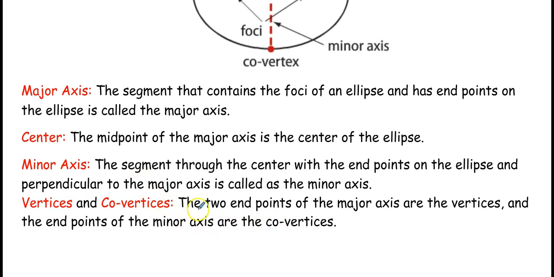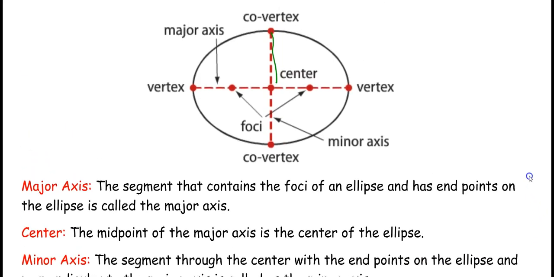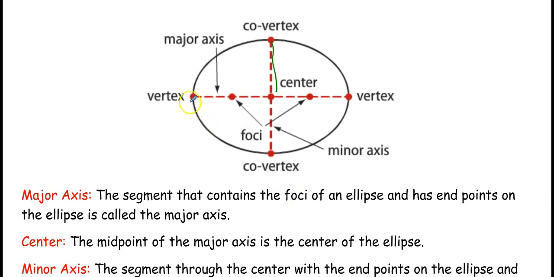Those are the endpoints. The two endpoints of the major axis are the vertices, and the endpoints of the minor axis are called co-vertices. So in this figure here, I have the major axis. The two endpoints of the major axis are the vertices, vertex 1 and vertex 2. And on the minor axis, those two endpoints are the co-vertices, co-vertex 1 and co-vertex 2. So these are the basic vocabulary required for the ellipse.